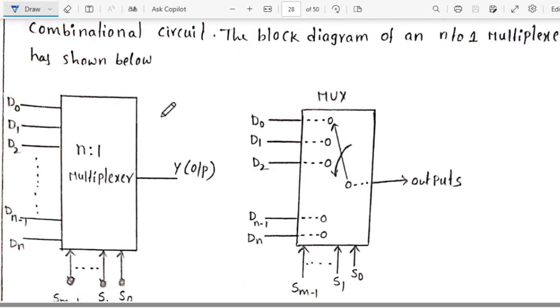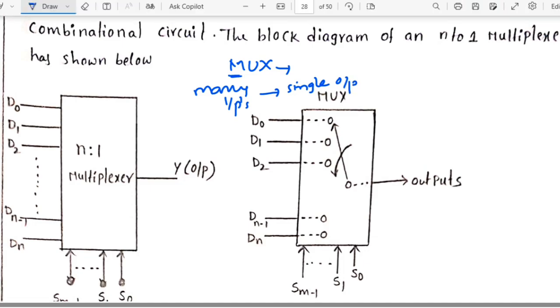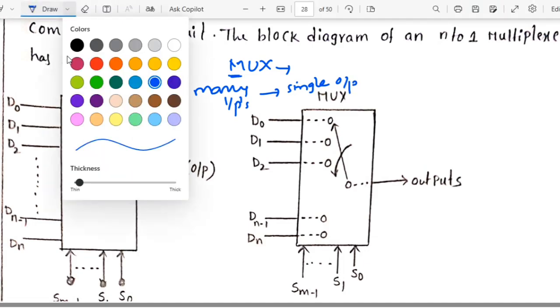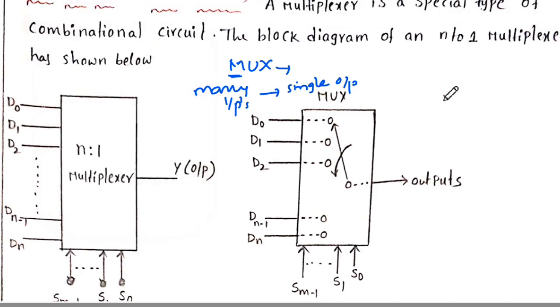This is a multiplexer. Many inputs. What is a multiplexer? Many inputs and a single output, that is nothing but a multiplexer. So a multiplexer accepts n number of inputs, and it produces only a single output. For example, I may give two inputs, it will produce one output.